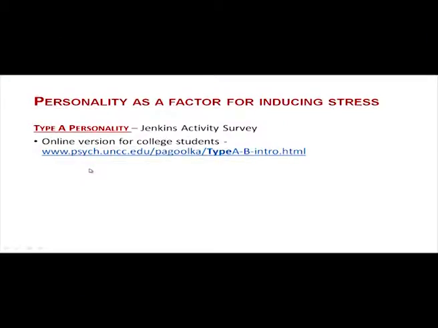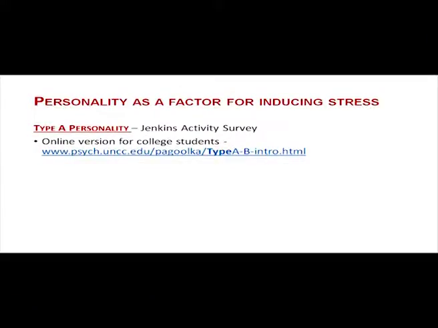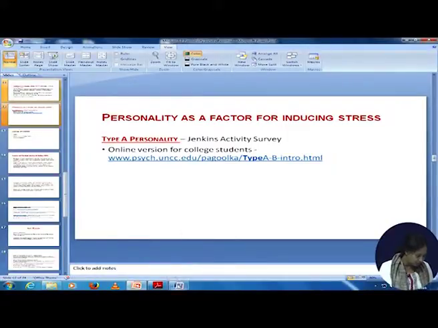Here there is an online link where you can take the test by yourself, and this is primarily for college students. They have changed a few items to help the students understand their situation better. So, instead of work, they have changed a few to college. But this is a very good test that you can use yourself to assess whether you are a type A or type B personality. Now, I will just show you the Jenkins Activity Survey.